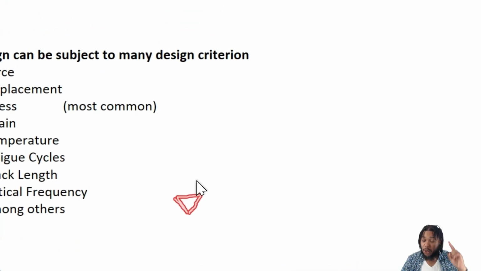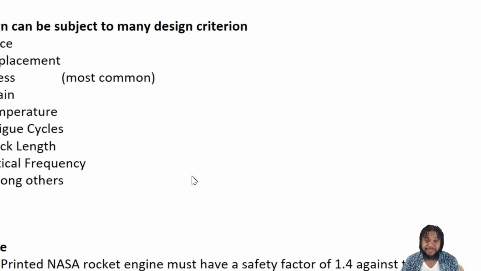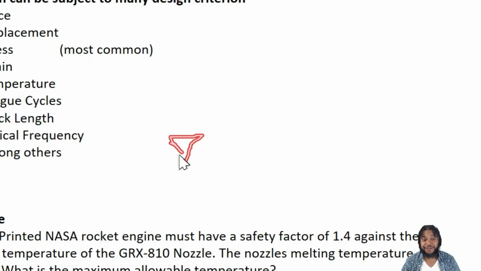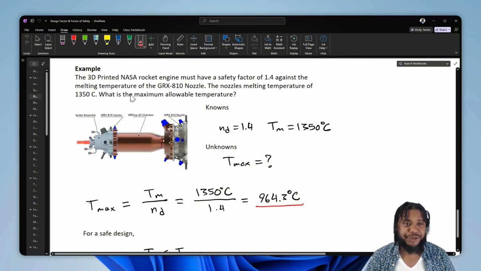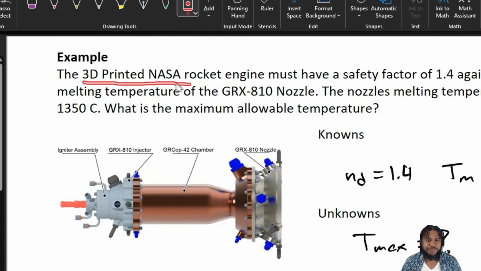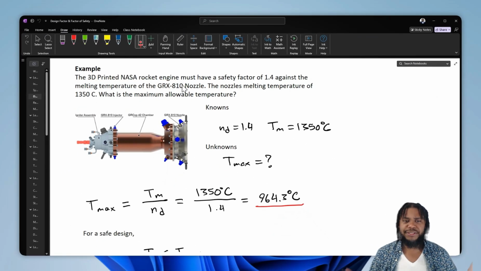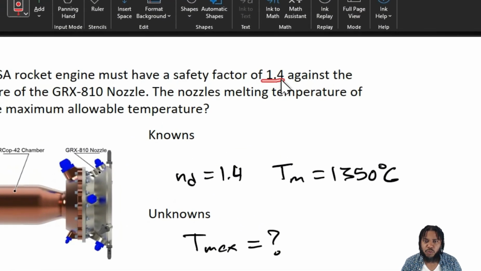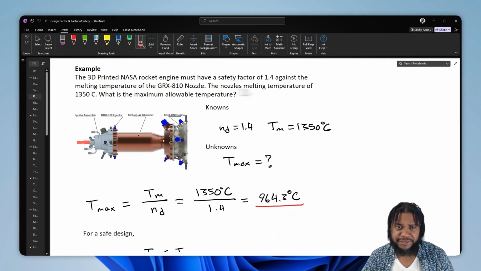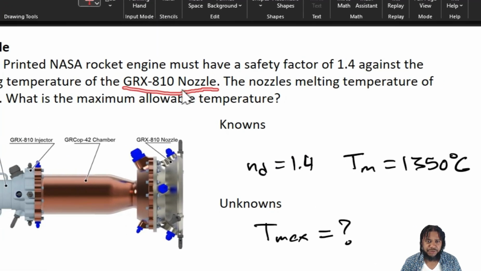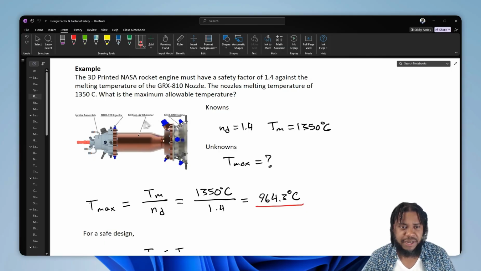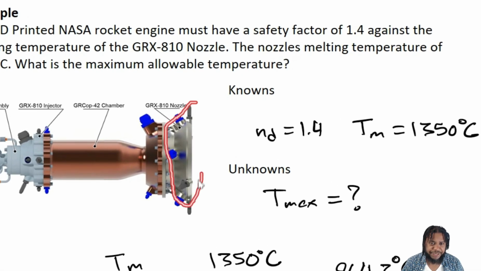So there are many different criteria we have to consider. And when we think about the ultimate safety factor, that's where we're applying safety to every possible criterion in a design, right? So now let's do one little example here. Let's say that we're working with NASA and we've 3D printed a rocket engine that we are going to test at NASA Marshall. And we want to apply a safety factor of 1.4 against the melting temperature of the alloy that's used in the nozzle, this alloy GRX810, which is the nozzle alloy in this design.